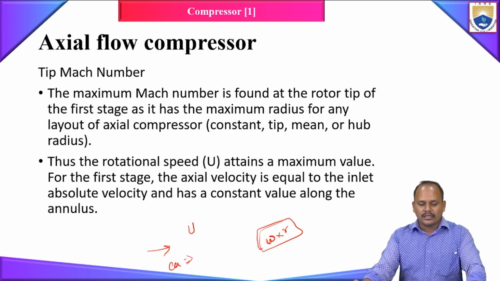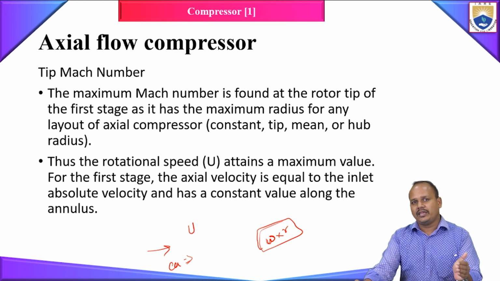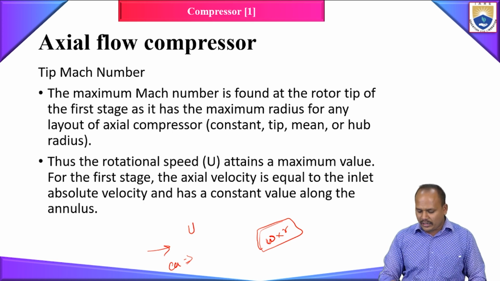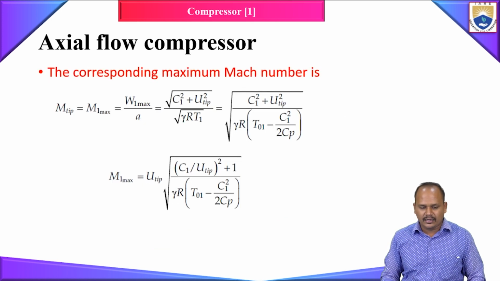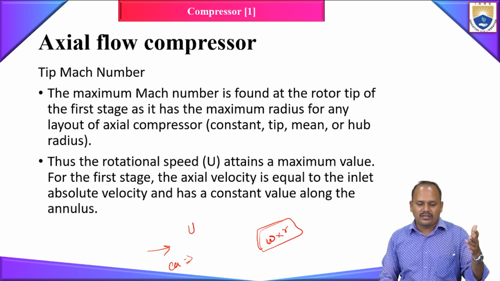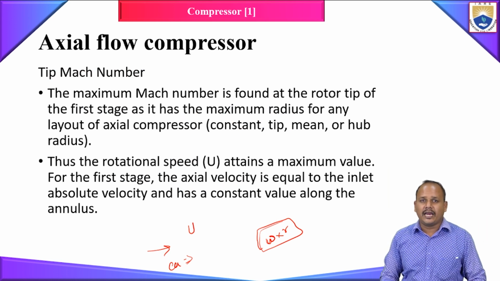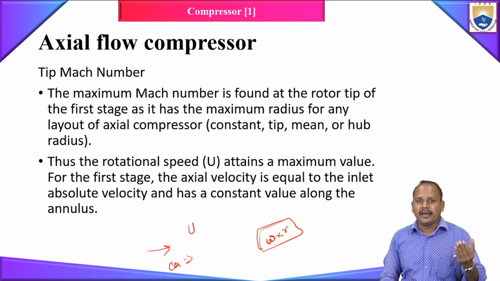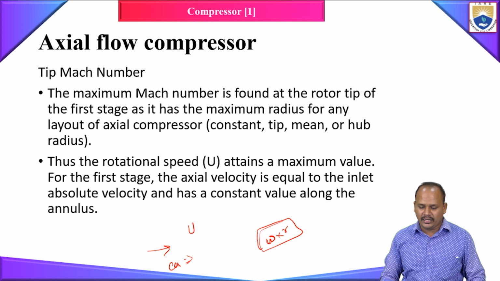Okay, so your tip Mach number depends on speed and inlet velocity C_a. So how do we control this C_a value? I already told you the purpose of your inlet guide vane. By adjusting the inlet guide vane, you can control the value of your C_a at which the flow enters the first stage of your compressor.